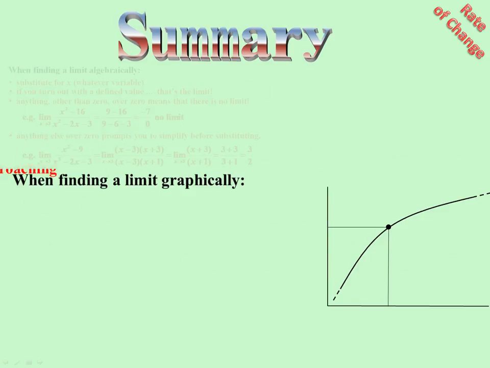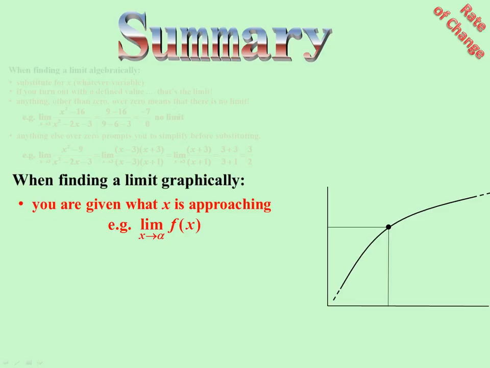Finding a limit graphically, you're given what x is approaching, so x is approaching alpha. We want to know what y is approaching. Well, there's the approach happening. And notice, as the x is going that way, the y is going that way to there. So there is the limit of f of x as x tends to alpha.